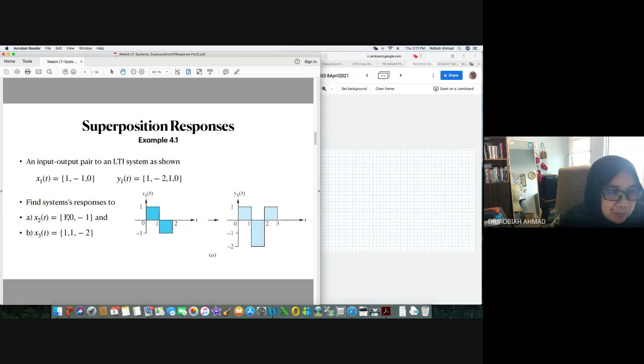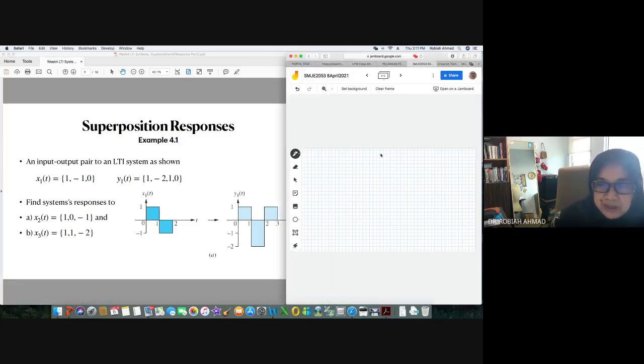Now we have to find the system's response if we have a different input. So x2 will be 1, 0, minus 1. x3 will be 1, 1, minus 2. This is, for example, 4.1. So how do we do it? There are different ways. I will do part A first, using the first method. So I write here, method 1.